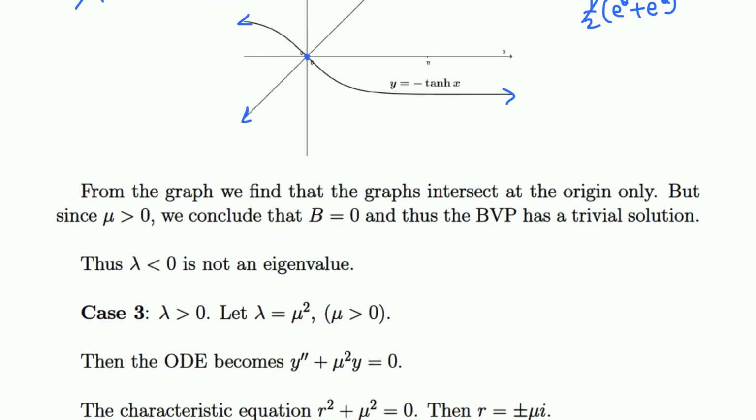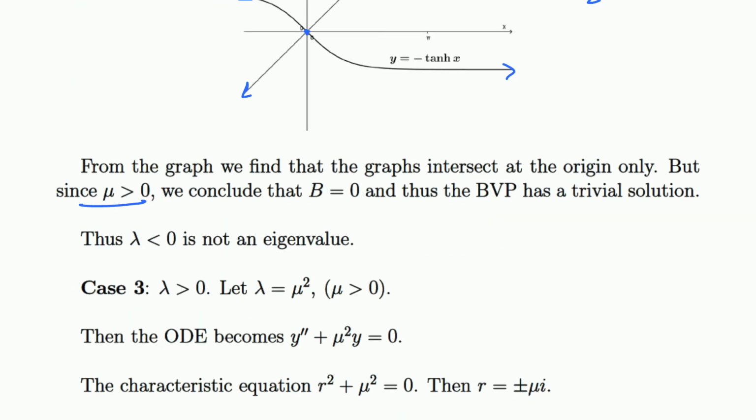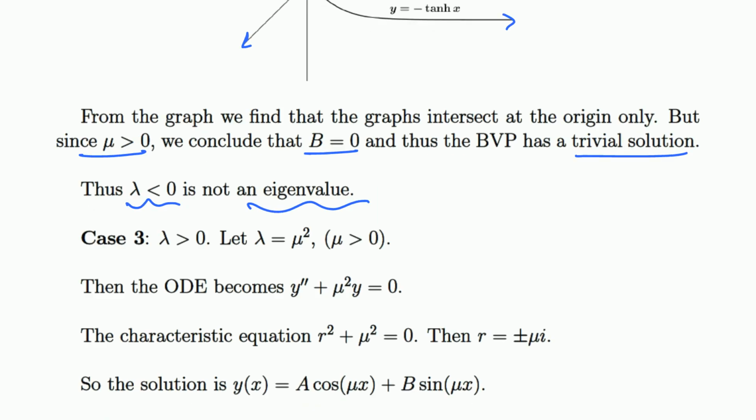Okay, but since mu is positive, there is no solution. That means what we assumed earlier, b not being 0, is false, so we must have b equals 0. That means we get a trivial solution, because we found a equals 0 earlier, and now b equals 0. Thus negative lambda is not an eigenvalue because we don't have a non-trivial solution.